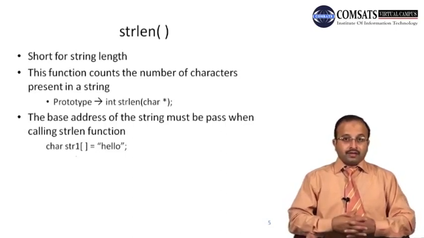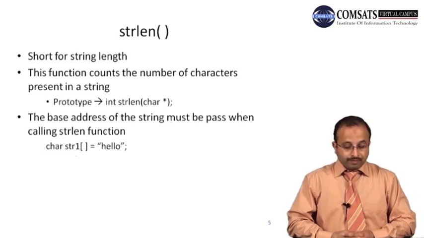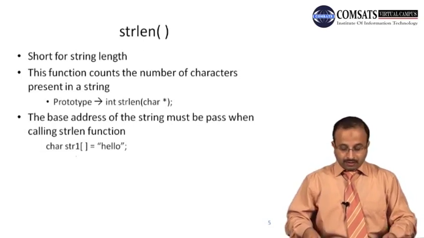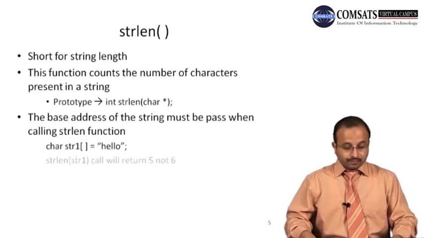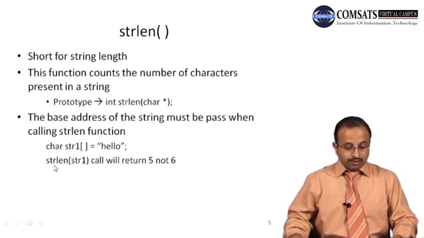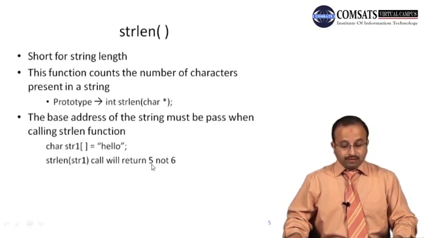There are two main concepts here: the length of the string and the memory that is allocated for that string, right? They may not be the same. So if you call the string length function and pass it the base address of this string, that is the base address of the str1 string, the name of that string, or the name of the character array you can say, then when this function is called, it will return 5, not 6.